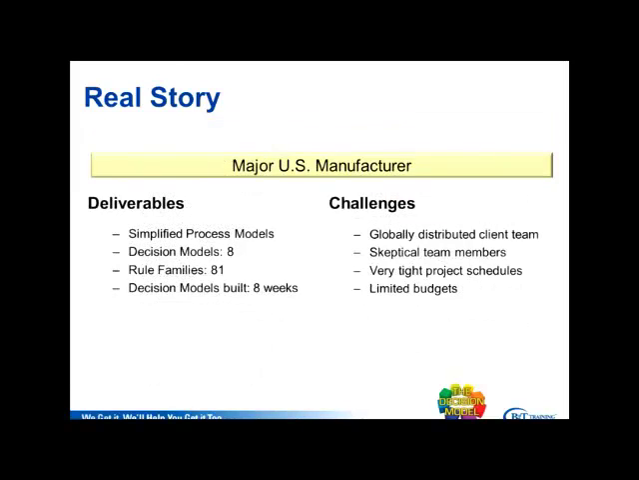So let me just talk about the deliverables real quickly. Our first deliverable, as always, was to attack those complicated process models. We simplified the process models. We identified 8 decision models. When we modeled them, we had 81 rule families, and it took us only 8 weeks to populate them and validate them and test them. And so that just gives you an idea of magnitude. They are very self-contained type of things.